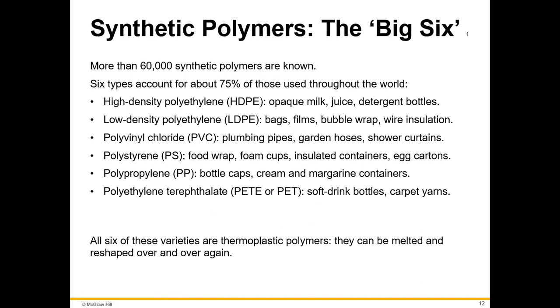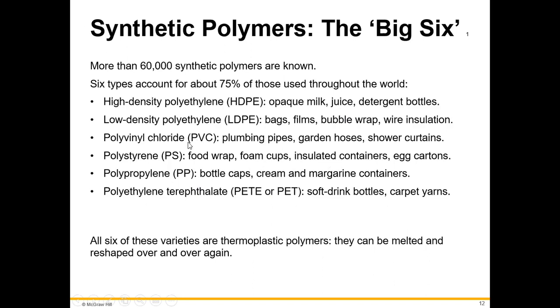Okay, so your book talks about the big six. The big six are the 6 most common synthetic polymers, and they account for about 75% of the plastics that are used in the world. And so on your homework, I know because I just wrote your homework, there are questions in here that ask you which types of the big 6 are used for which kinds of things. So this in your notes would be quite handy to have while you're working on your homework set.